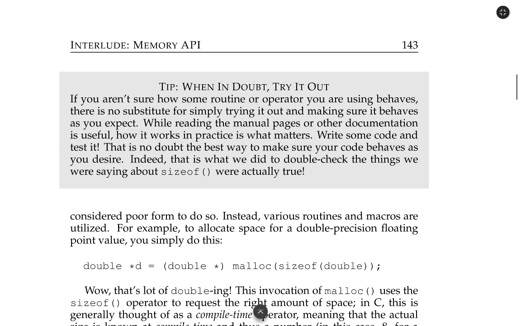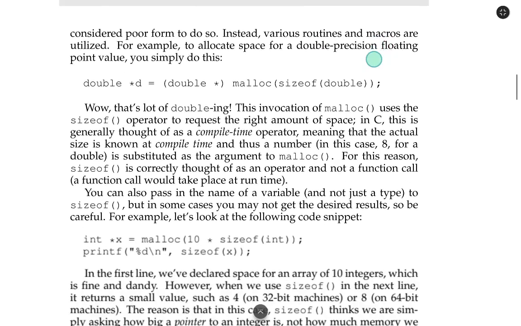So here is a tip: when in doubt, try it out. If you are not sure how some routine or operator you are using behaves, there is no substitute for simply trying it out and making sure it behaves as expected. While reading the manual pages or other documentation is useful, how it works in practice is what matters. Write some code and test it. That is no doubt the best way to make sure your code behaves as you desire. Indeed, this is what we did to double check the things we were saying about sizeof were actually true.